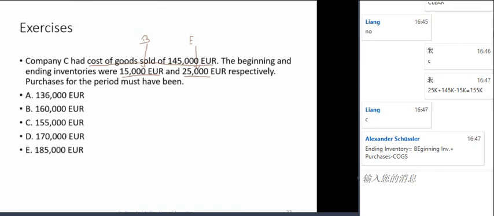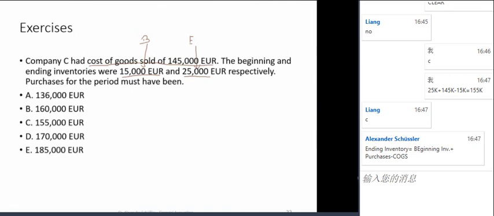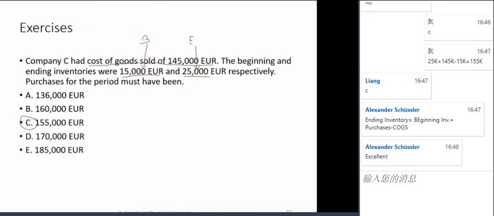Exactly, yeah. So again, we have our formula: ending inventory equals beginning inventory plus purchases minus cost of goods sold. And now you have to solve for the purchases. And Ray-chan and Liang, you have already calculated it. C is correct. Yeah, your calculation is correct. So C is the right answer.